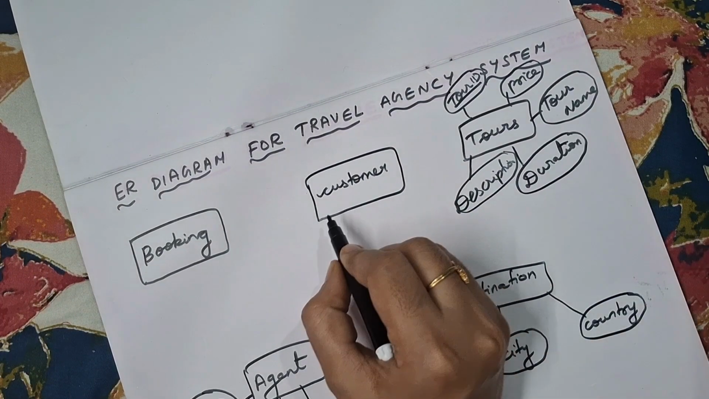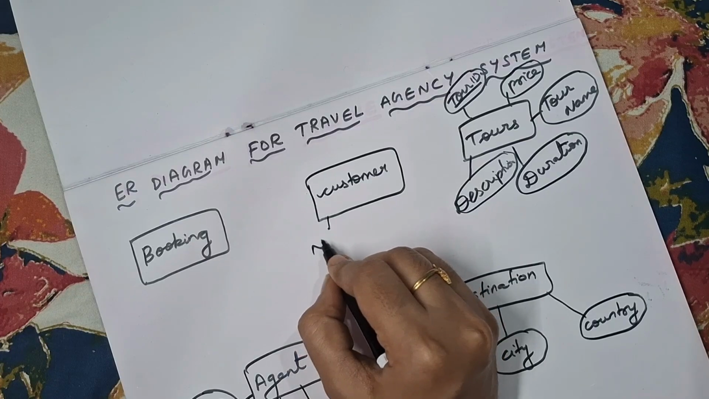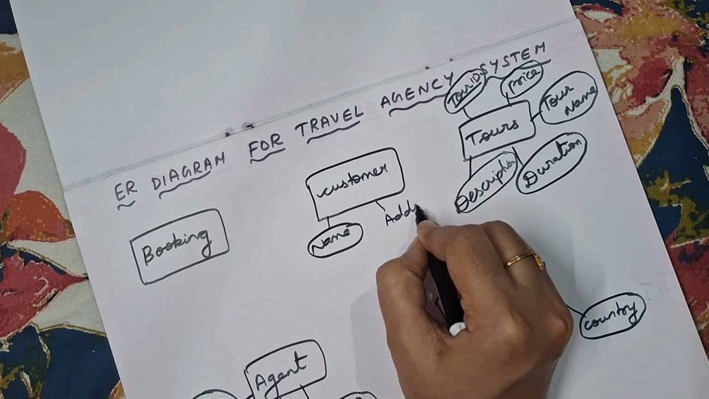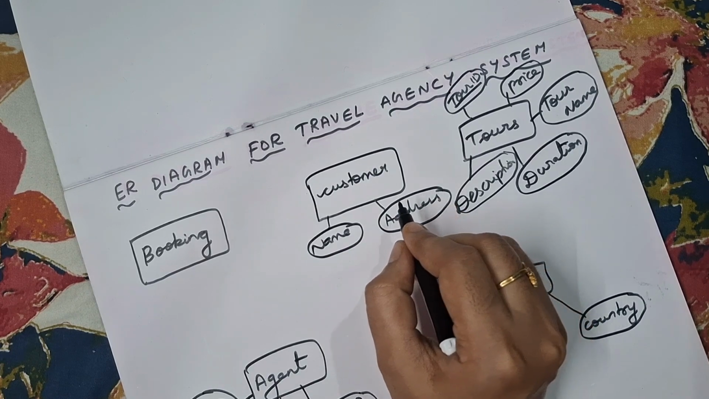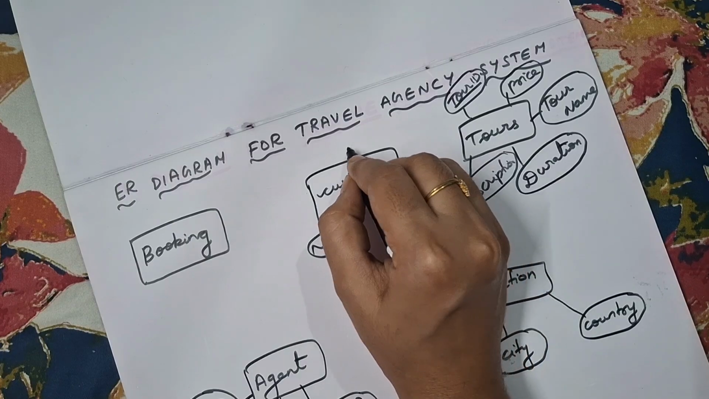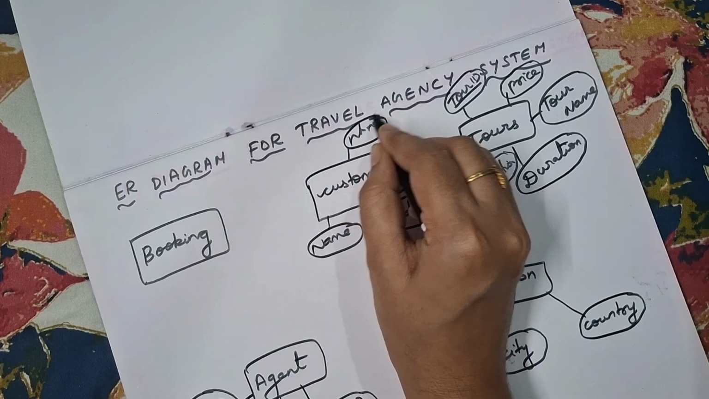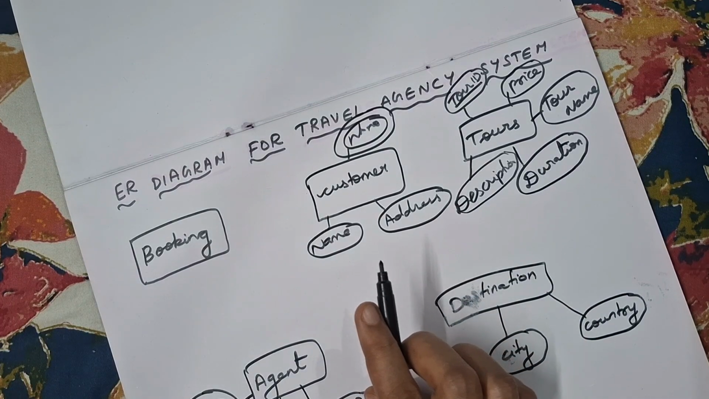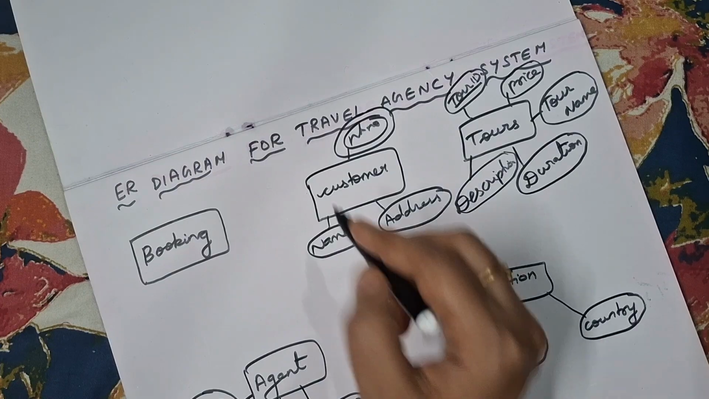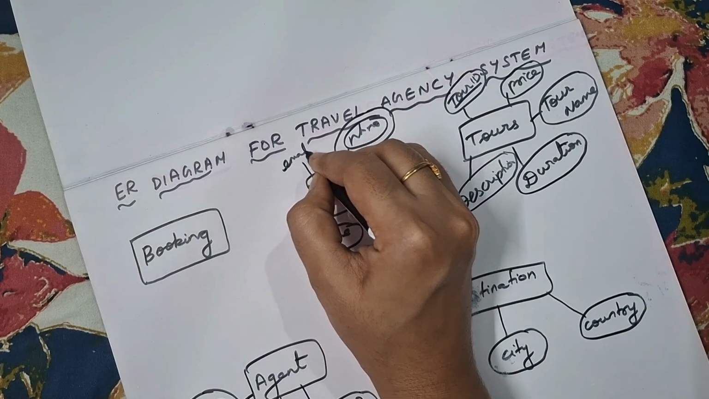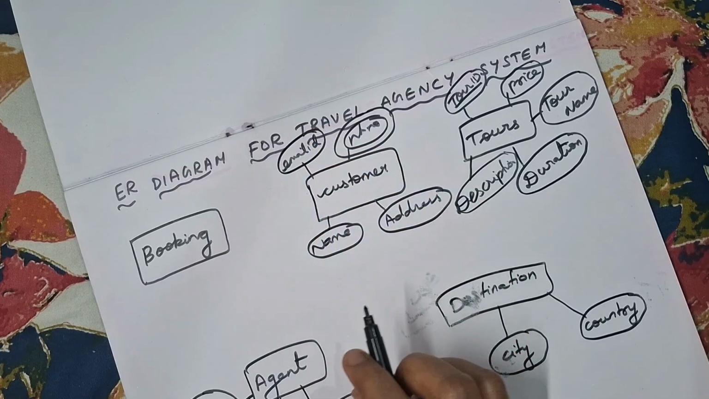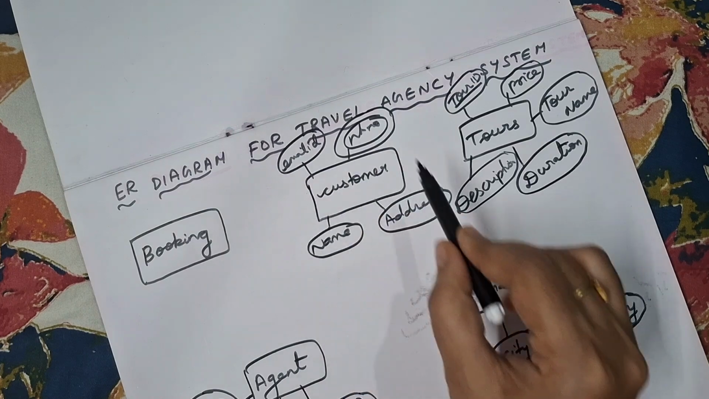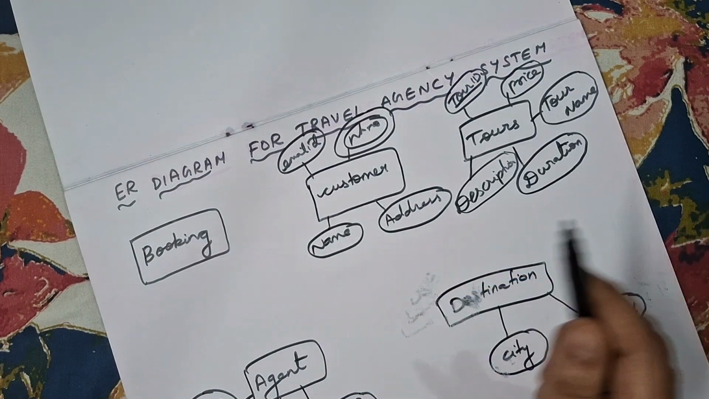Next, what are all the attributes of the entity customer? Name of the customer is an important attribute. Next, address of the customer is an important attribute. Address, name. Next, again, the phone number of the customer. It must be written inside double ovals because phone number is a multi-value attribute, because the customer can have more than one phone number. Next, email ID of the customer. It must be written inside the oval shape. What is the email ID? So these are all the attributes of the entity customer.